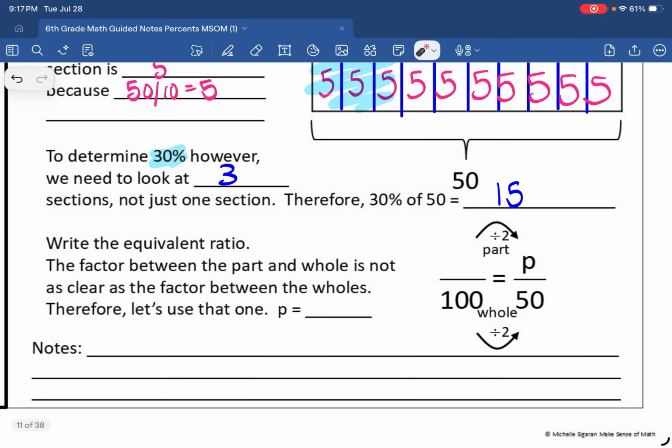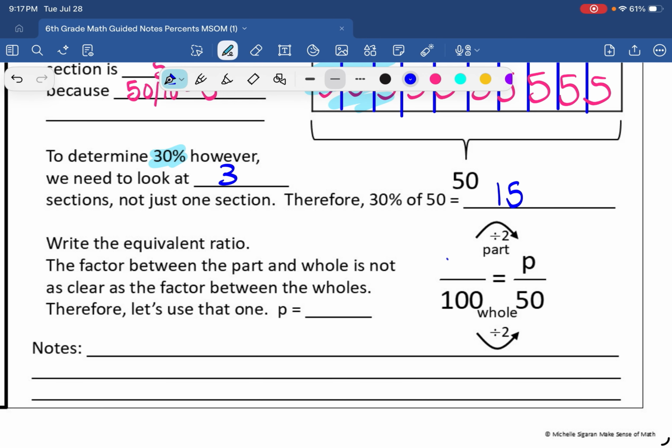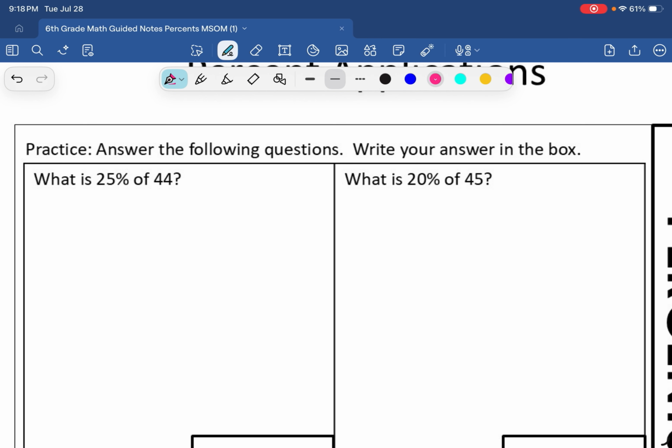Doing this with the equivalent ratios, my percent is 30%, so we are going to write 30 out of 100. My whole is 50, and I want to figure out the part. Looking for multiplicative factors, I notice that 50 times 2 is 100, so some number times 2 has to be 30. If I don't know what that is, I can divide. 30 divided by 2 gives me 15. My part is 15. I'm going to answer these with both the bar models and equivalent ratios. That's not always necessary. I'm just showing you multiple ways to solve the problem.